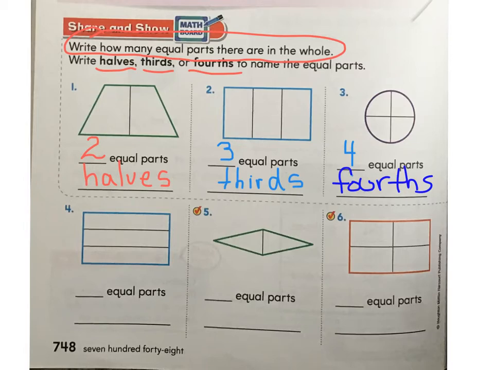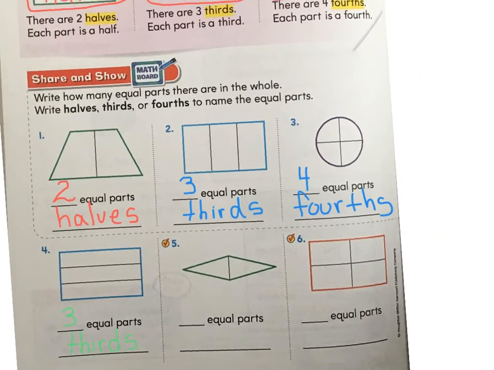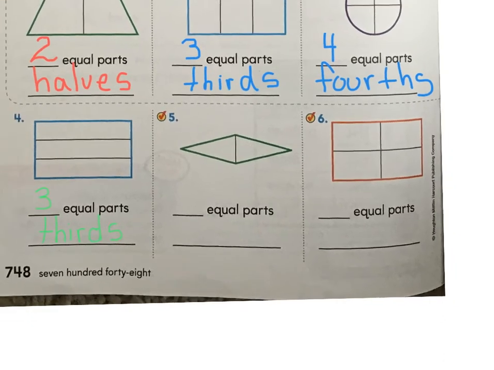And what do we call 4 equal parts? Fourths. All right, let's move down to number 4. They have a rectangle divided into how many equal parts? The young man with the red hair said 3. And we call 3 equal parts thirds. Make sure you're spelling these words right, boys and girls. There's no reason to spell them wrong because they're written for us at the top of the page. All right, what about number 5?